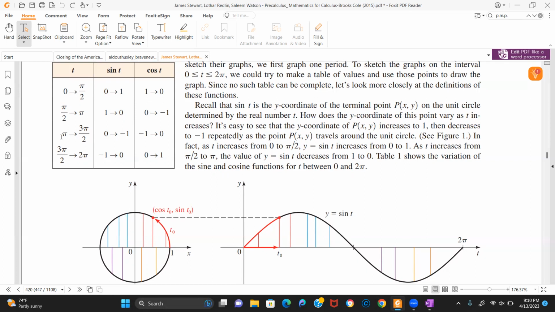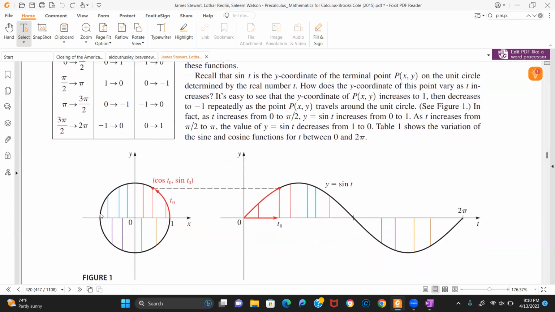Now vary the t values from pi to 3 pi over 2. You start at pi, which is right here. Hopefully you can see this cursor right here. The y coordinate is 0. That's why it goes through the x-axis right here. The t-axis, I should say. It goes through the t-axis.